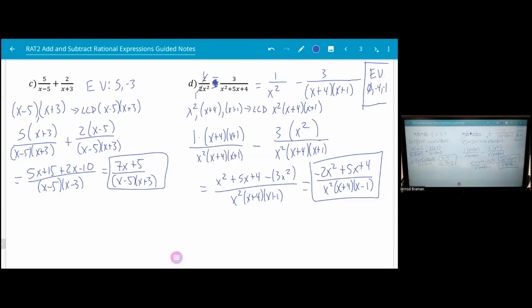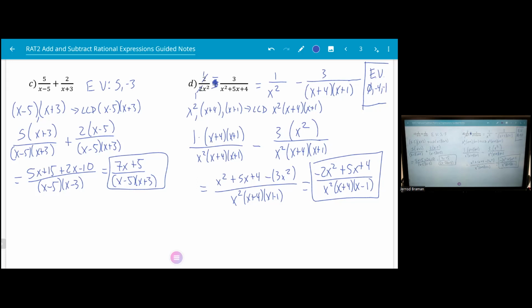All right, so for the ultimate part of this, what we're trying to do in this target, we end up with our first one. If we look at C, our excluded values are 5 and -3. Our LCD is x minus 5 times x plus 3. We multiply the first rational expression by x plus 3 divided by x plus 3, and the second by x minus 5 divided by x minus 5. We end up adding and combining and all that good stuff, and we end up with 7x plus 5 divided by x minus 5 times x plus 3.